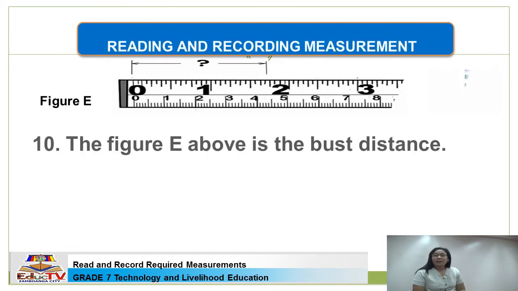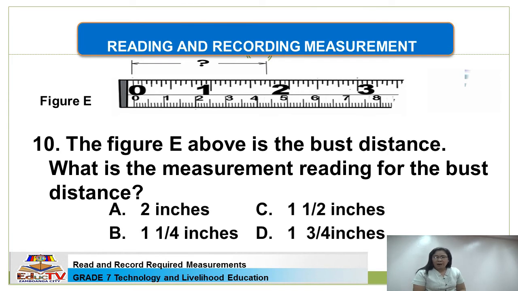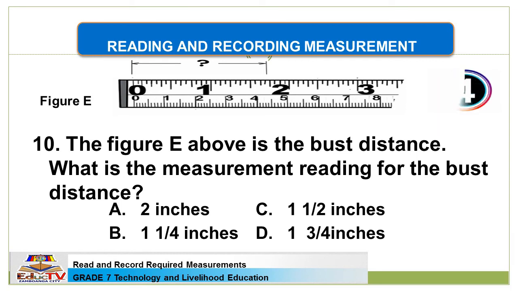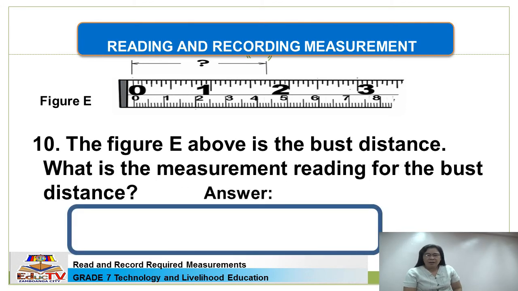Now, for our last question, number 10. Figure E above is the bust distance. What is the measurement reading for the bust distance? A, 2 inches. Letter B, 1.25 inches. Letter C, 1.5 inches. Letter D, 1.75. Very good! The correct answer is 1.75 inches.